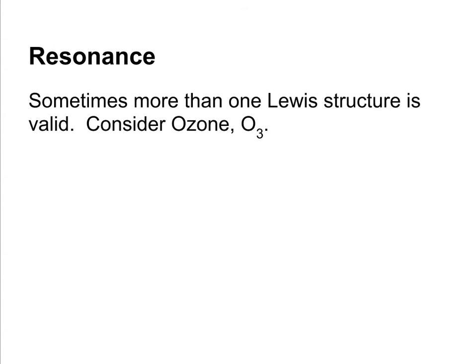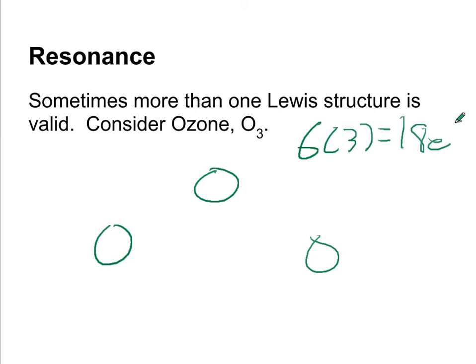Sometimes more than one Lewis structure is valid, so let's consider ozone, O3. It's 3 oxygen atoms bonded together. Each one contributes 6 electrons, and there's 3 of them, so that's 18 electrons we need to draw. So 2, 4, 6, 8, 10, 12, 14, 16, 18. That oxygen isn't happy. We need to make a multiple bond. So I'll take these 2 electrons and move them over and make a double bond.